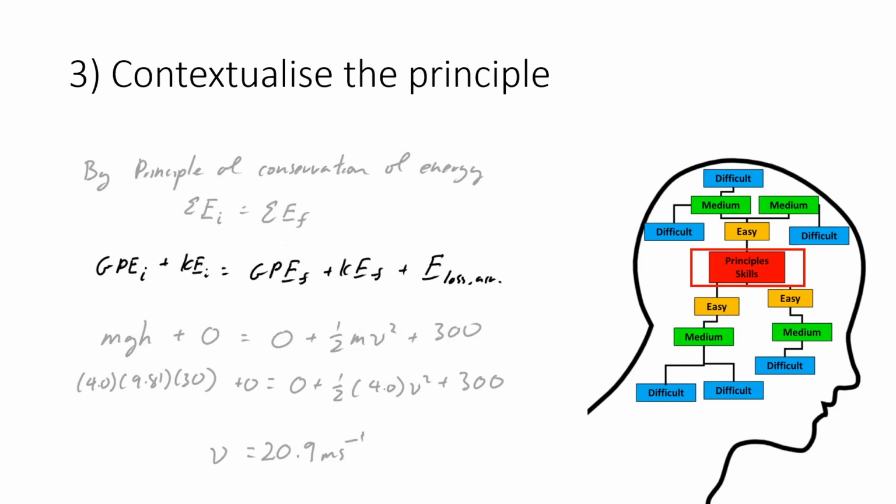Thereafter, we contextualize the principle. Okay, and GP initial plus KE initial equals GP final plus KE final plus energy loss due to air. And depending on how proficient you are at applying the principle of conservation of energy, you might find this easy, medium, difficult. Let's just for now park it as a medium application due to the number of different types of energy.